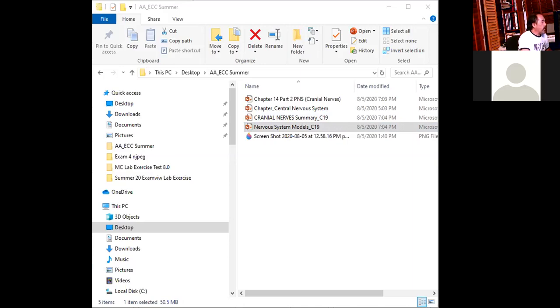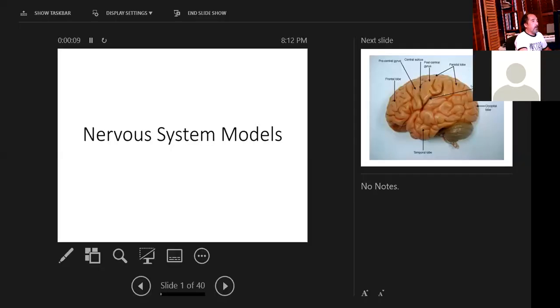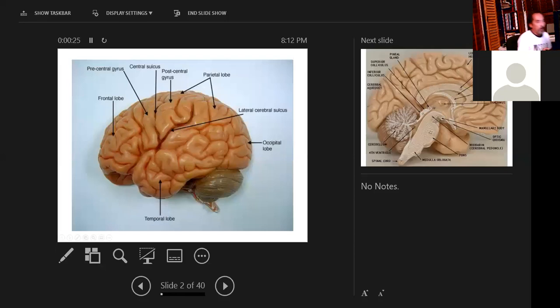So I'm going to reshare it. I want to be sure that this is the one you have on the screen. These are the models of the cranial nerves. I should be able to actually write on it, so let me turn on my pen. Okay, I should be able to see the writing. All right, so this is going to be the central nervous system.